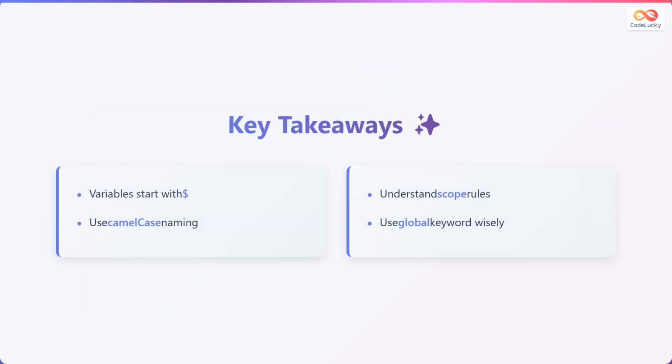Here are the key takeaways from this video. Variables in PHP start with a $ sign symbol. It is recommended to use camelCase naming for variables. It is important to understand the scope rules to avoid errors and confusion. Use the global keyword wisely to access global variables within functions. Keep these points in mind as you work with variables in PHP.